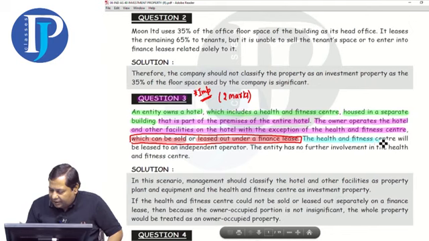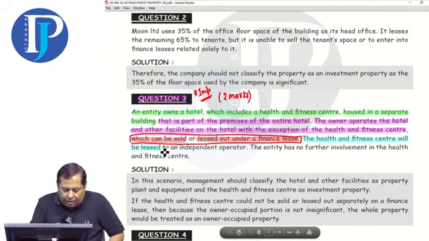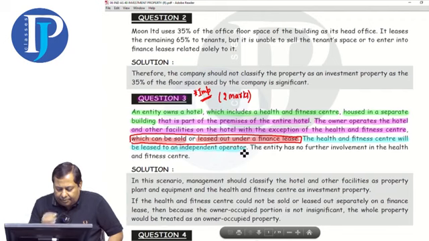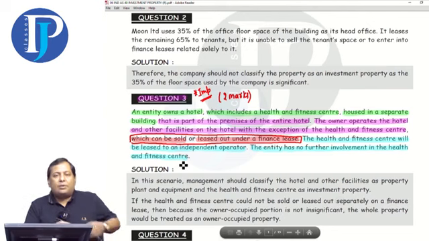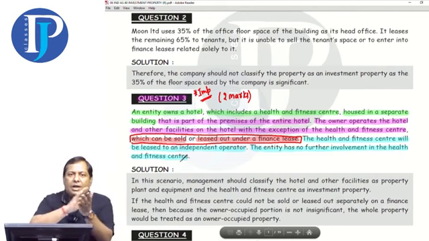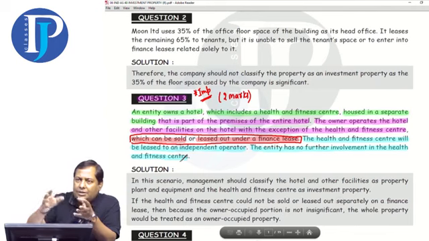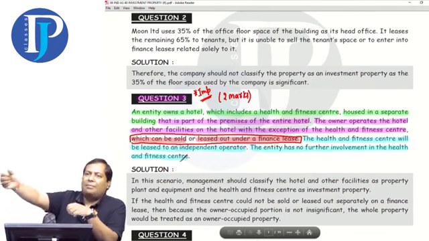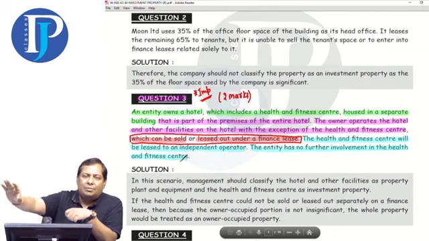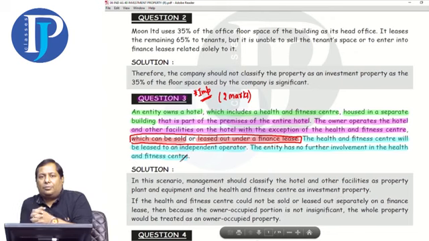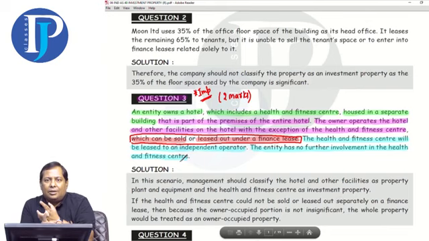So the health and fitness center will be leased to an independent operator. They'll give it on lease, so the entity is no longer involved in the health and fitness center. First of all, the owner is running all the facilities at the hotel. When it's about the gym, they just want to rent it out. And this gym can be sold separately or can be on finance lease. It's a case of separable. It's separable. And the second point is about renting it out.